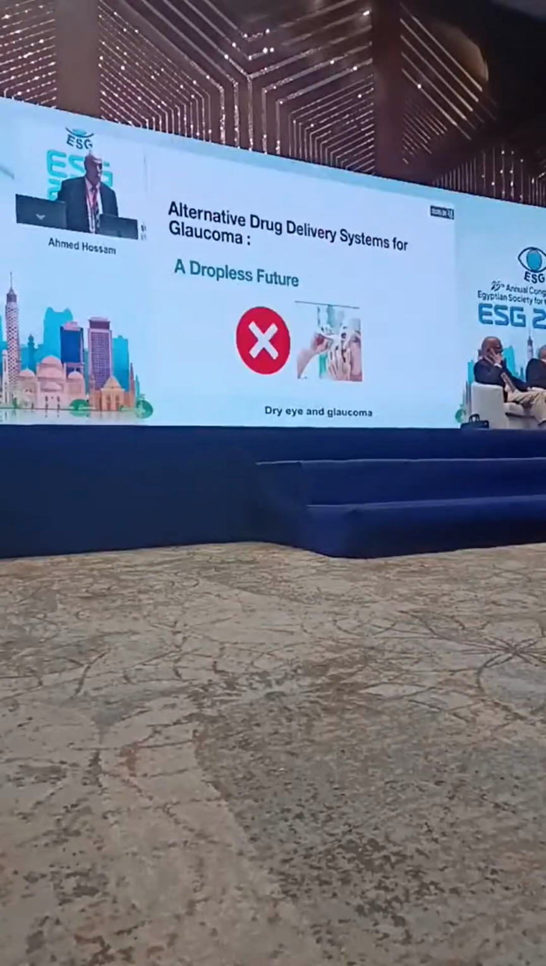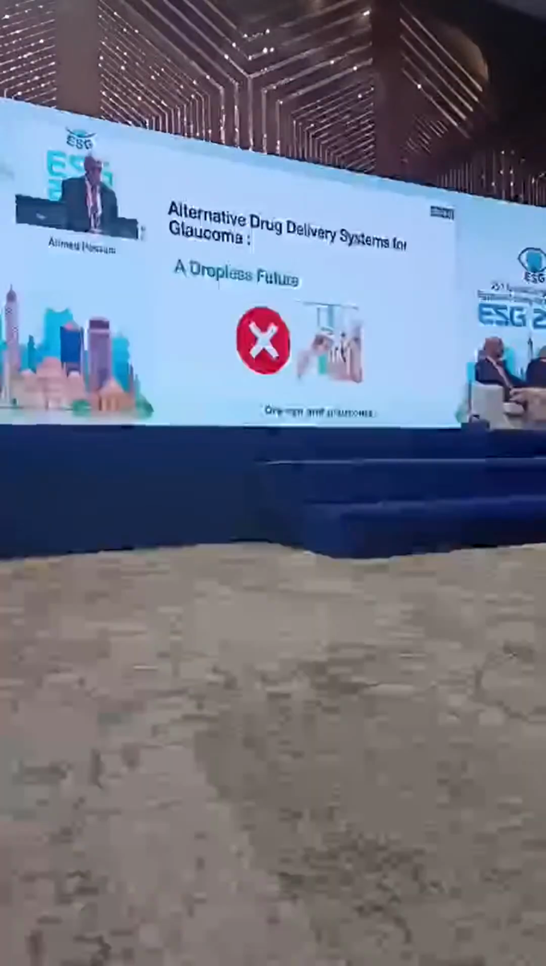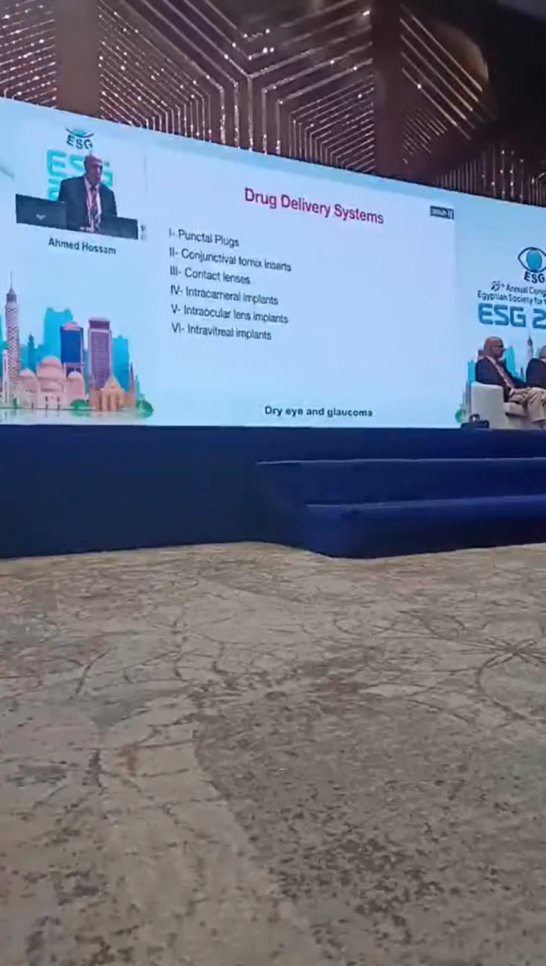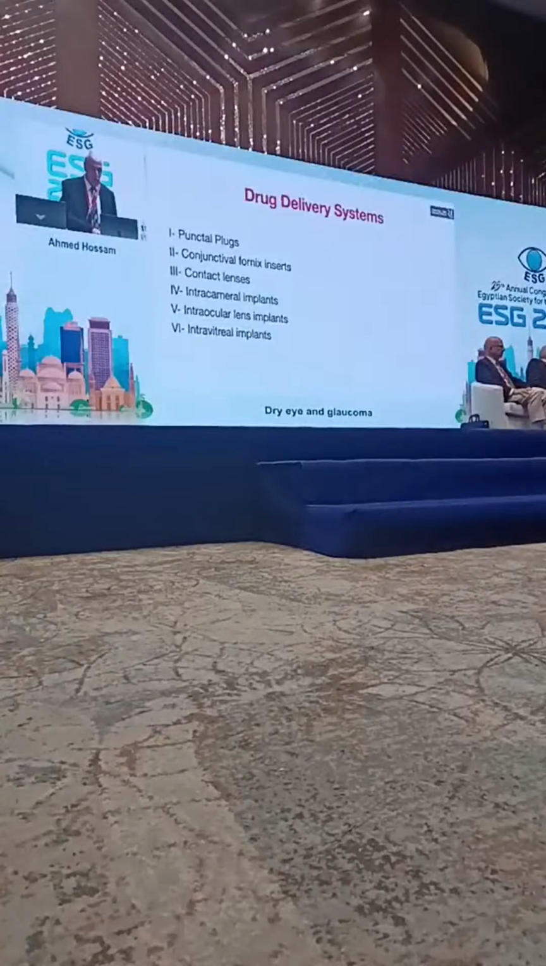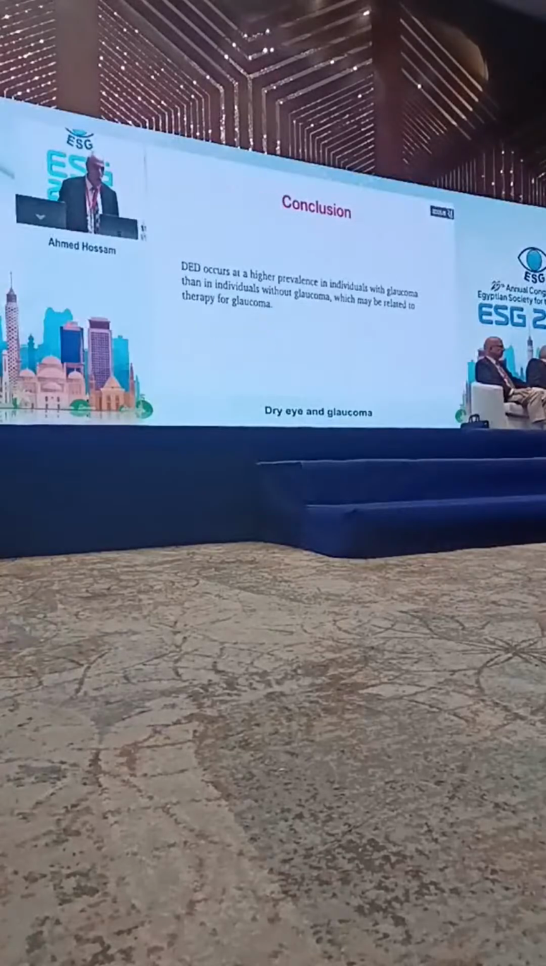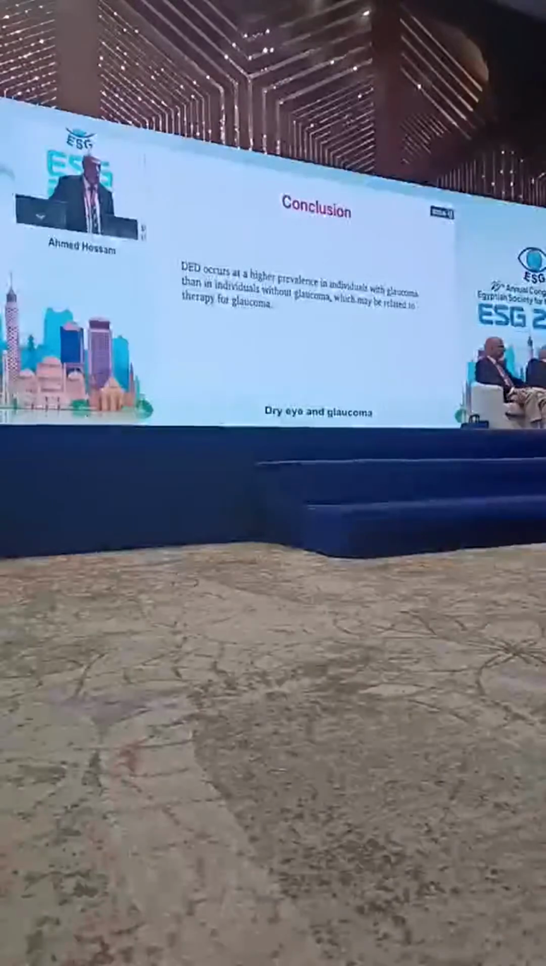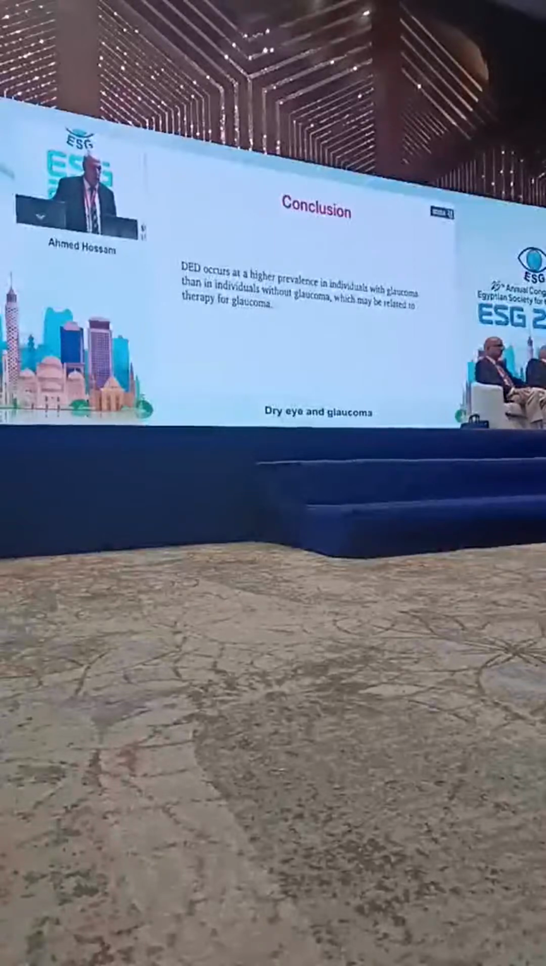As we mentioned before, we can go for alternative drug delivery systems for glaucoma, that's a dropless future. These are some types of alternative drug delivery systems, as discussed before. To conclude, dry eye disease occurs at a higher prevalence in individuals with glaucoma than in individuals without glaucoma, mostly related to the therapy for glaucoma.